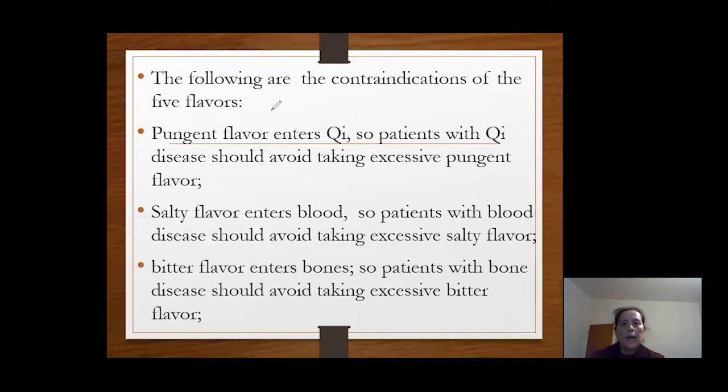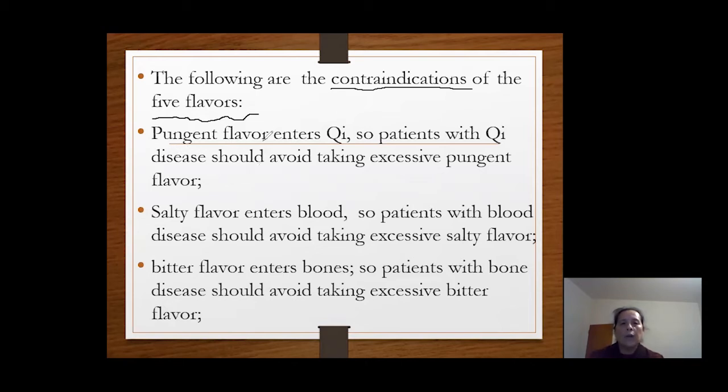Then we're talking about the contraindications of the five different kinds of flavor. We talked about five different kinds of flavor before, especially how they go to five different organs. Now we're talking about the five different flavors' relationship with the organs' functions or the body's functions.